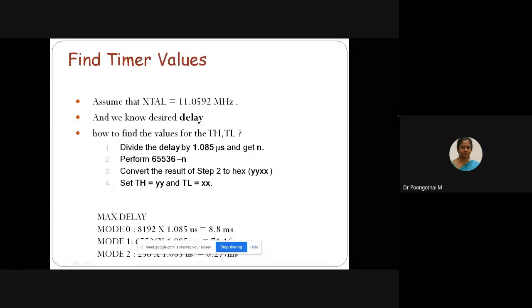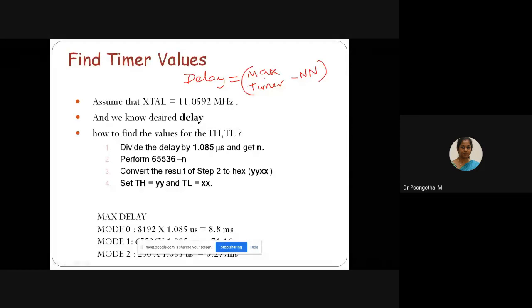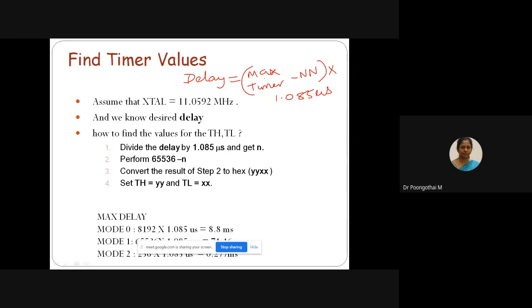So please note down the general formula. Your timer delay is equal to the maximum value of your timer minus your initial value, into 1.085 microsecond. In previous problems, we used this formula to calculate the timer delay.